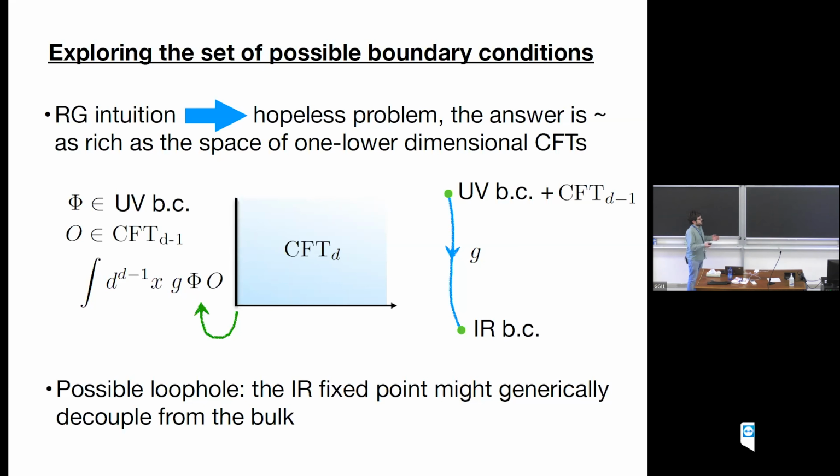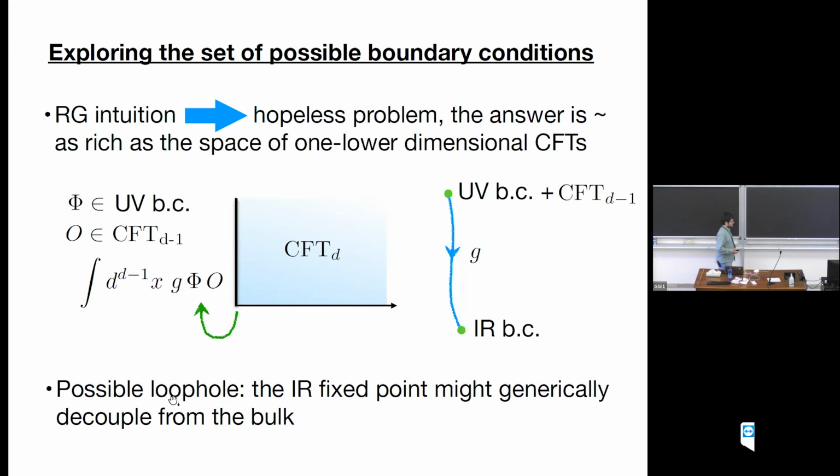And then, if we arrange things in such a way that this coupling G is relevant, we would imagine that this will trigger some RG flow, and then we would end up in some new IR conformal boundary condition. And so it seems in a sense that the space of conformal boundary conditions is almost as rich as the space of one lower dimensional CFTs, and that we can take for granted it's a hard problem.